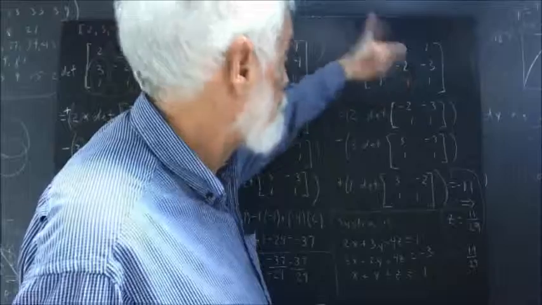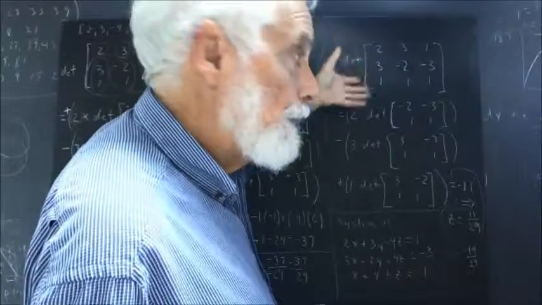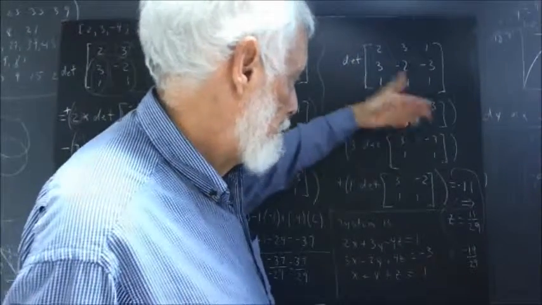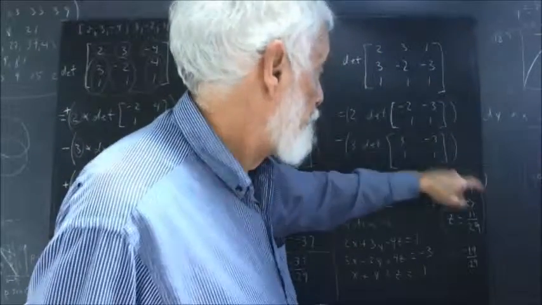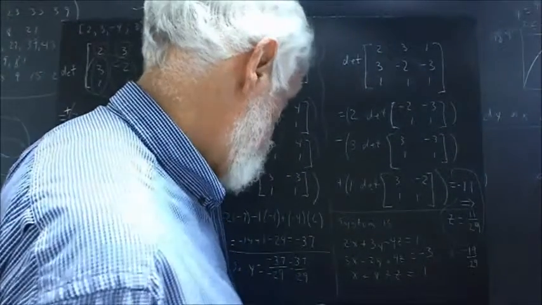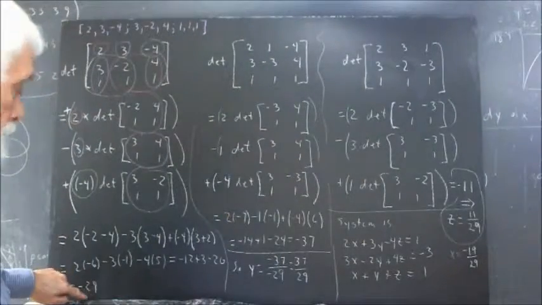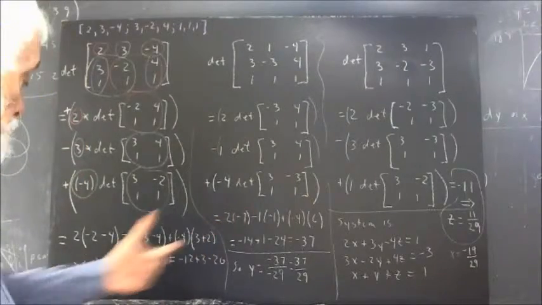2 times 1 is 2. Minus 3 times 6 is negative 18. 2 and negative 18 gives us negative 16. And we add 1 times 5, which is just 5, to negative 16, we get negative 11. That's the value of the determinant. So dividing this determinant by the determinant of the coefficient matrix, we get negative 11 over negative 29, which is just 11 over 29.